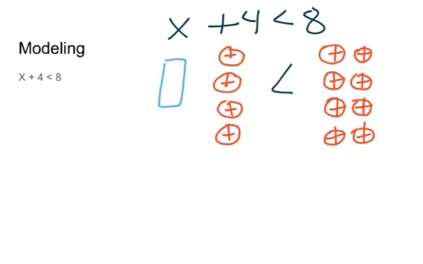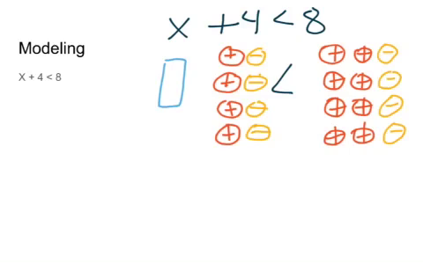Now we need to model solving it. Again, our goal is to get the x, or this bar, by itself, so I need to remove these 4 positives. The way we remove 4 positives is to subtract 4, so we need 4 negatives. So what I'll do is I'll use a different color. We'll use circles as well, and these are going to be 4 negative circles. Now the positives and negatives will actually cancel each other out, but remember, what we do to the left side of an inequality or equation, we must do to the right side.